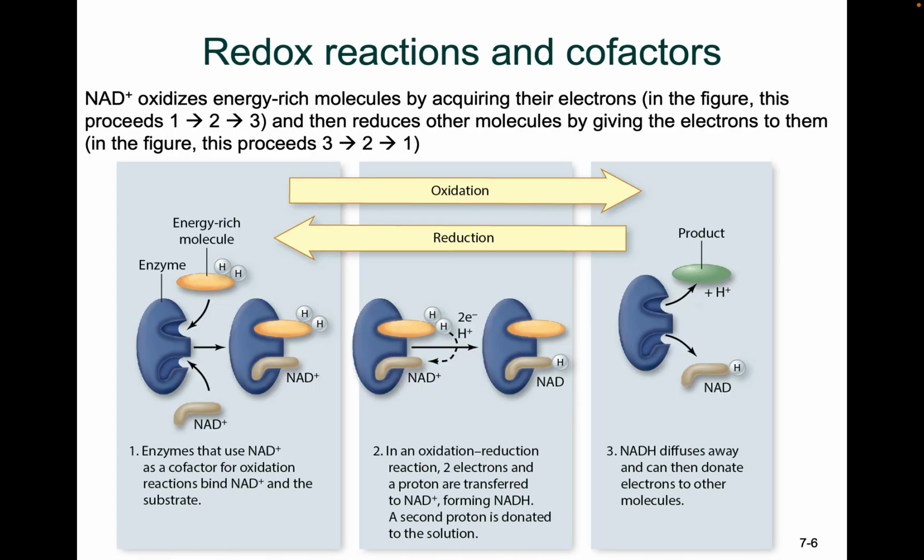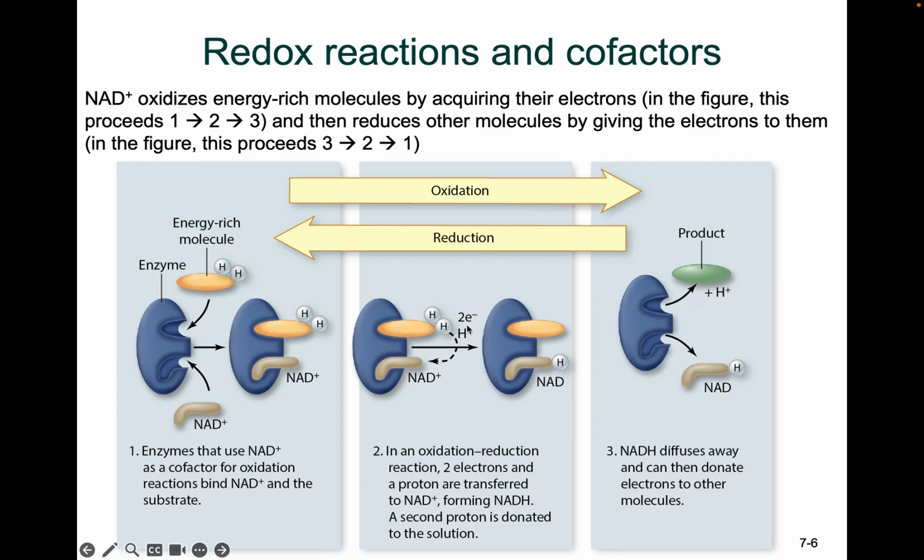So let me give you an example of how NAD plus is able to take them. Let's imagine you have an energy-rich molecule. We're trying to oxidize it to take its energy. So it's going to come and bind to the enzyme. Once it binds to the enzyme, NAD plus is also able to bind. NAD plus is going to be a cofactor of this enzyme because it's going to help the enzyme do the catalysis. In the catalysis, as you see, two electrons and a hydrogen proton are transferred to NAD.